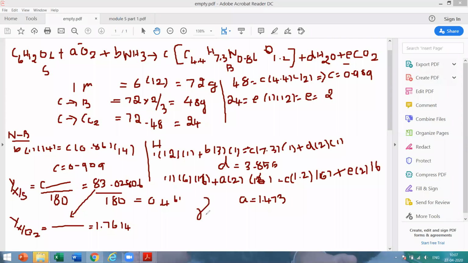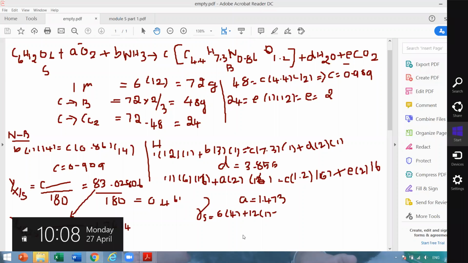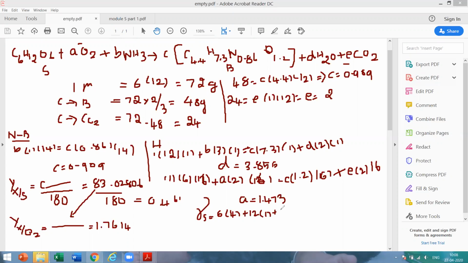And the next is degree of reduction of substrate. As I told, for this you should always remember it is not the atomic weight, it is the element. So 6 into 4 plus 12 into 1 plus 6 into minus 2, divided by number of carbons, which is 6. So you will get the answer as 1.7614.